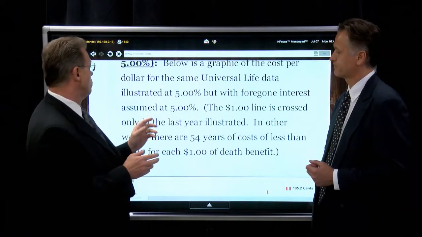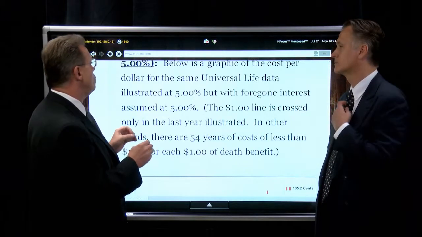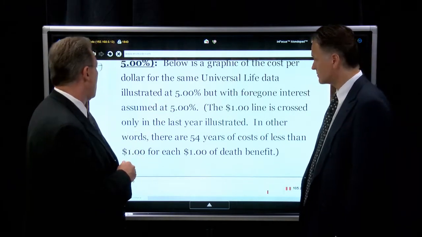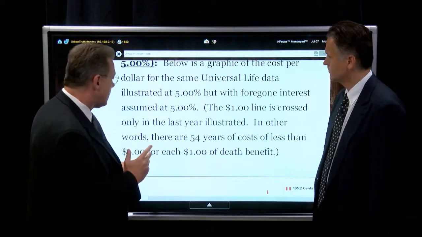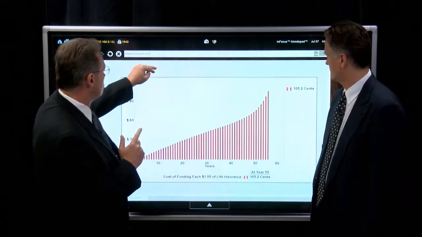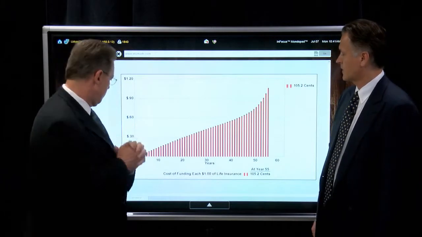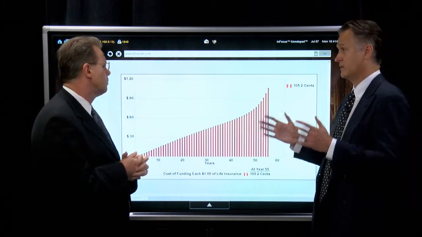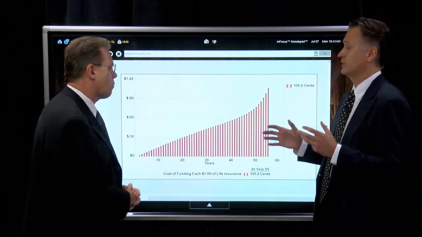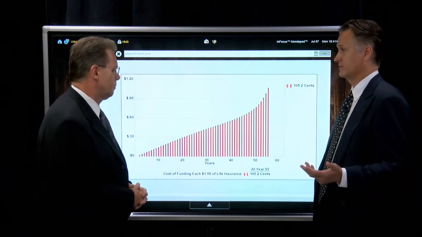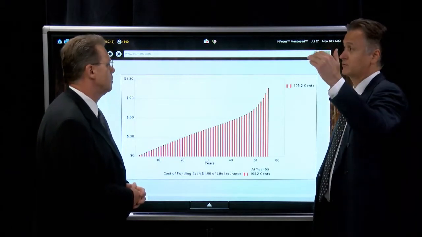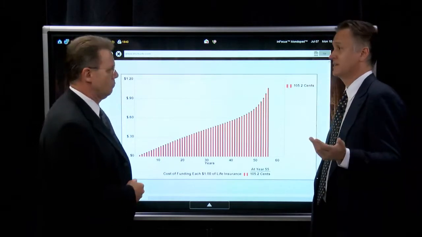Now, in this graph we're talking about the cost for the same universal life insurance illustration, 5%. Walk me through this one, because this time we're going to talk about something a little different. What is this graph talking about? What this graph is saying is if you took the premium that you're paying in the cash value policy and you put it in the bank and earn 5% interest, then your cost in pennies for each dollar of life insurance would be higher because of the use of money assumption.